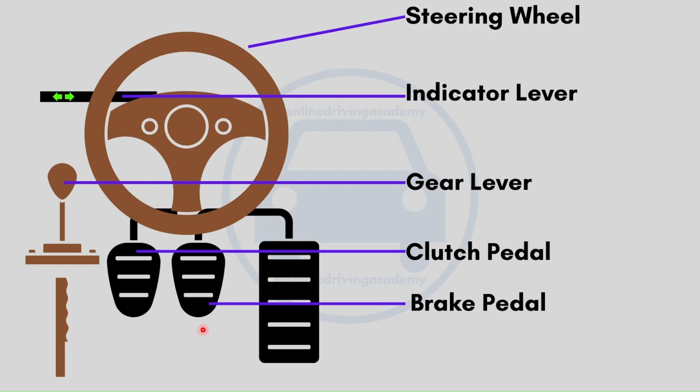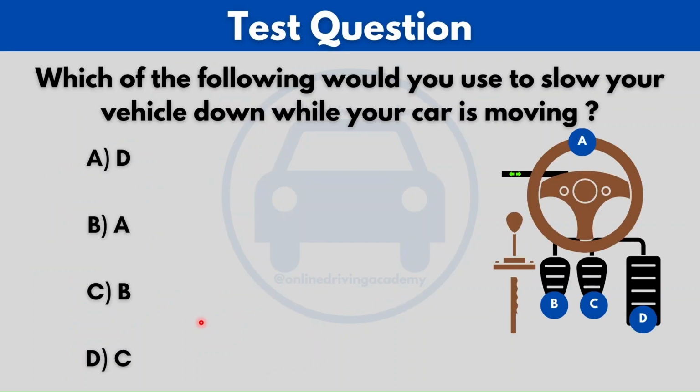We're now looking at the fifth control, which would be your brake pedal. Obviously, your brake pedal will slow the vehicle down. And the question asks, which of the following would you use to slow your vehicle down while your car is moving? So is it A, B, C, or D? Now, the brake pedal will be the pedal in the center. Therefore, it is labeled as C. Option D has C. Therefore, option D will be your correct answer.